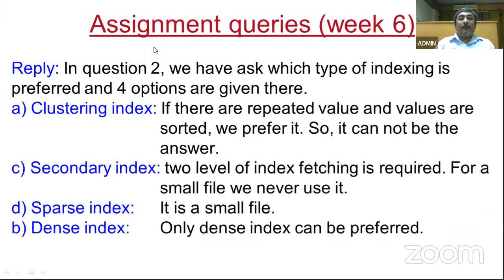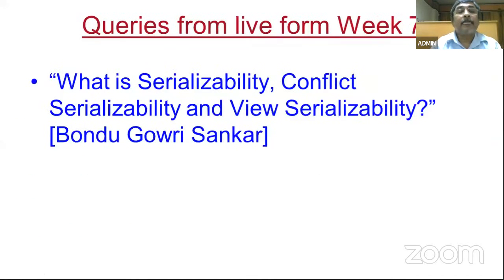We cannot have a secondary index. After all, it is time consuming. It is a very small file. Sparse index does not make sense, and I do not have duplicates, so clustering index is not the best thing. So it is a primary index. Basically, it's a dense index, right? I mean, sparse index and dense index are basically two types of ordered indices, which is primary or clustering, as you can say. Right. So that was about the assignment as well.